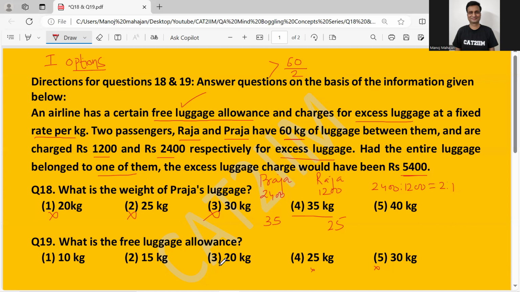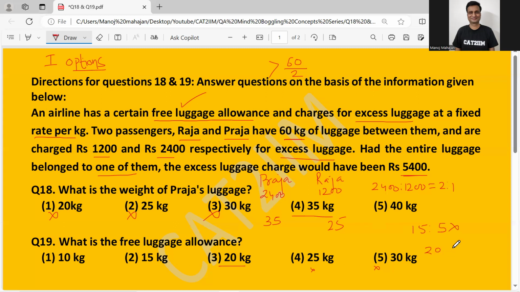So let me try with 20 first out here. If I subtract 20 from 35, what do I get? 15. And 20 subtracted from 25, what do I get? 5. So is this ratio 2 is to 1? No. So this should not be the answer. 15, if I do the subtraction, so what do I get out over here? 35 minus 15, I get what? 20.